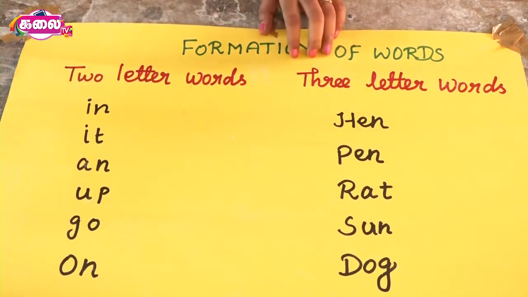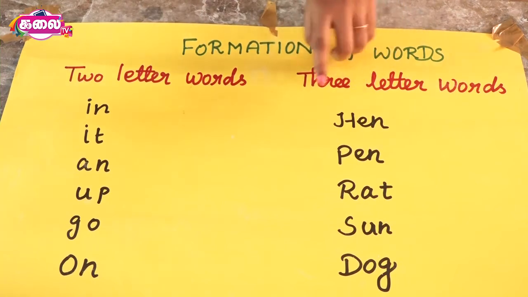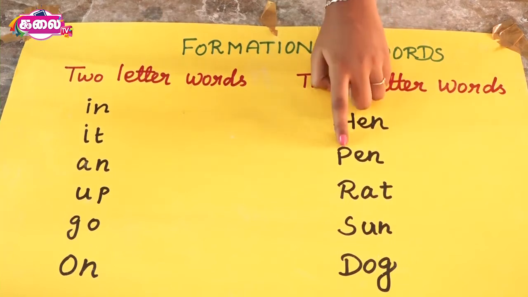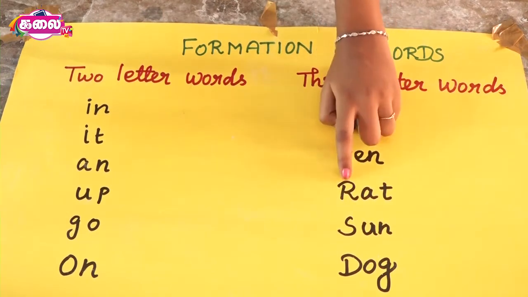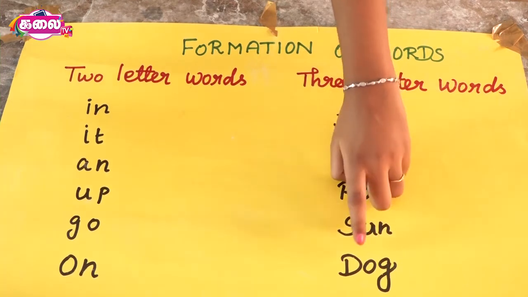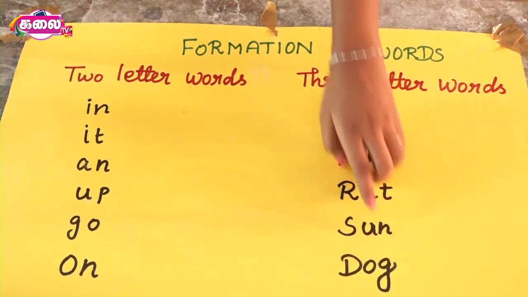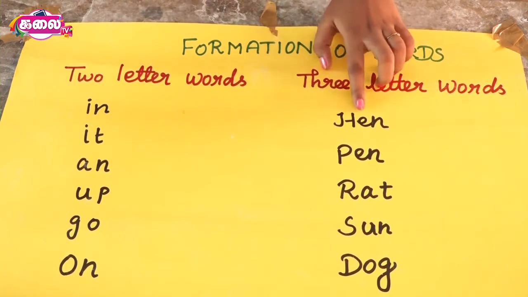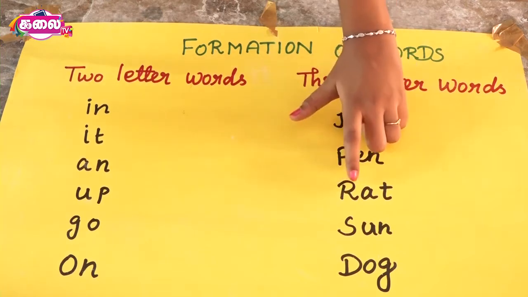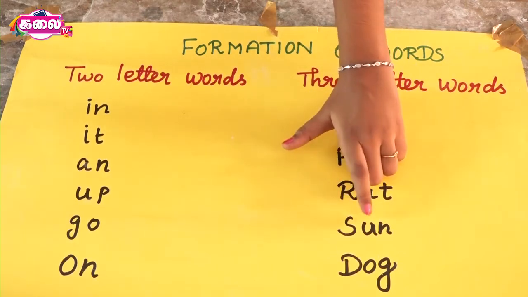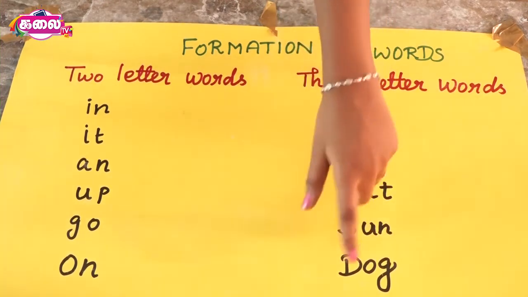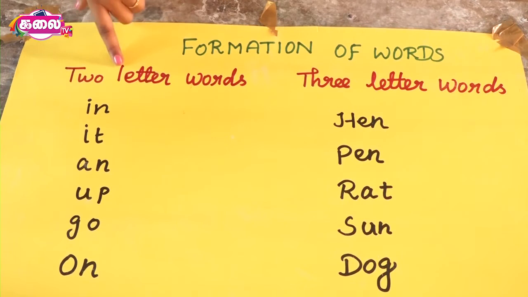Now let us learn some of the 3-letter words. 3-letter words. H-E-N, hen. P-E-N, pen. R-A-T, rat. S-U-N, sun. D-O-G, dog. Say with me again. H-E-N, hen. P-E-N, pen. R-A-T, rat. S-U-N, sun. D-O-G, dog. These are the 3-letter words and these are the 2-letter words.